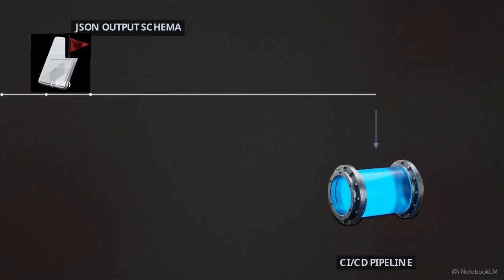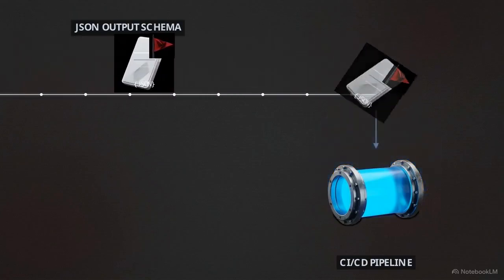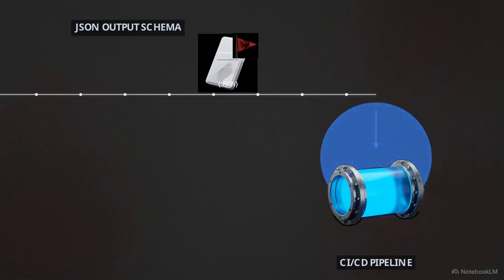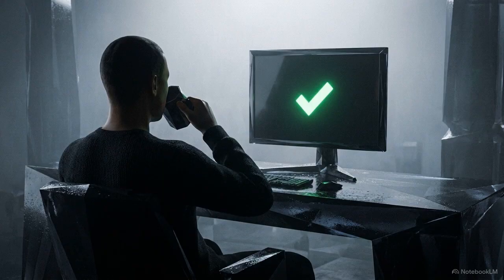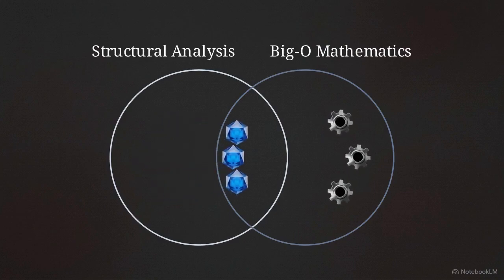Because the linter packages all of this data into a strict JSON output schema, these prioritized, heavily documented warnings drop seamlessly into continuous integration pipelines. Developers transition from manually hunting for abstract bugs to immediately executing clearly documented, high-impact solutions. The architecture behind the loop anti-pattern linter is highly specialized, merging structural analysis with Big O mathematics.